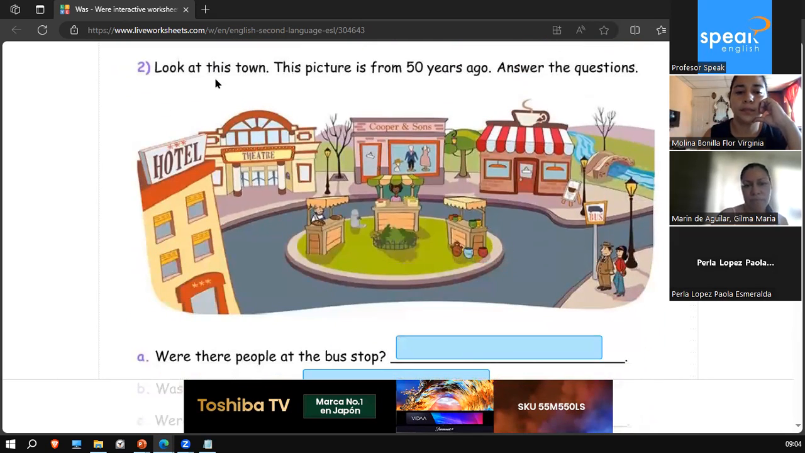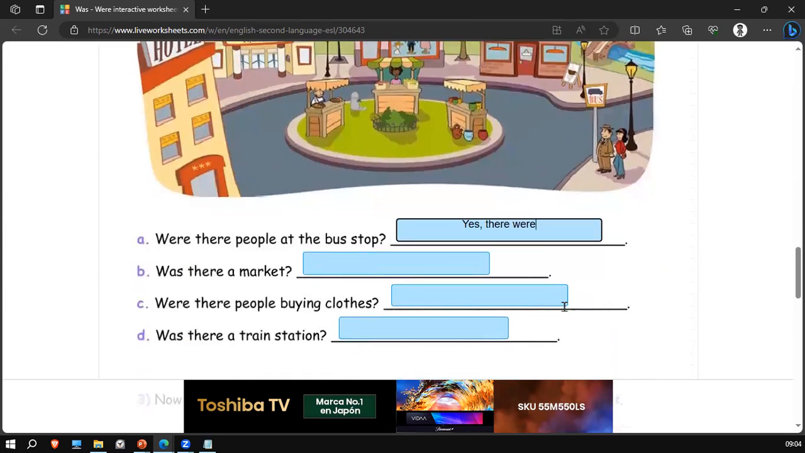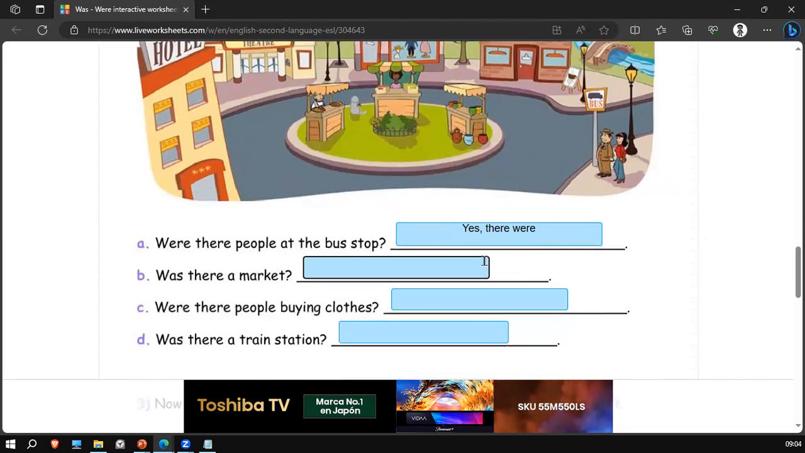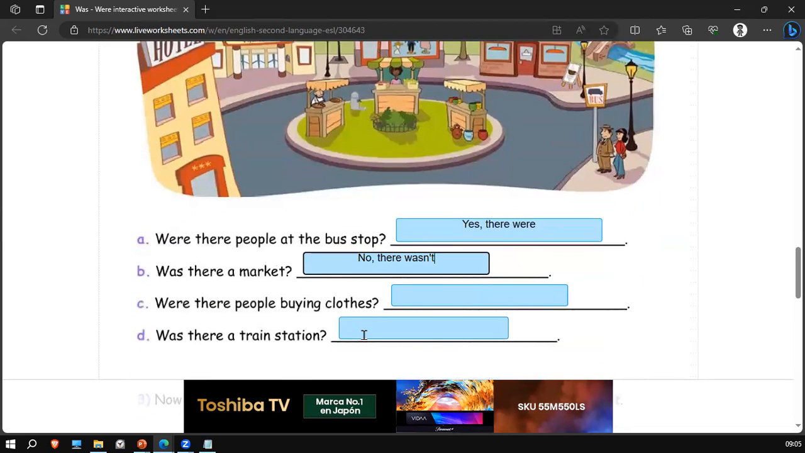I was really tall. Now it says, look at the picture. The picture is from 50 years ago. Answer the questions. Were there people at the bus stop? Yes, there were. Was there a market? No, there wasn't. Muy bien. Were there people buying clothes? No, they weren't.